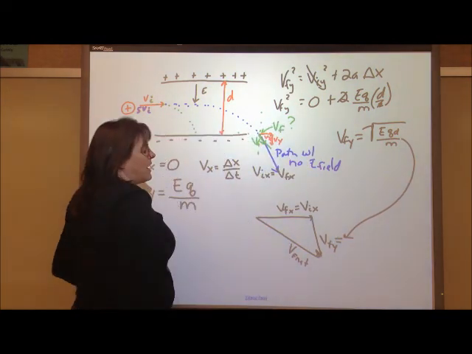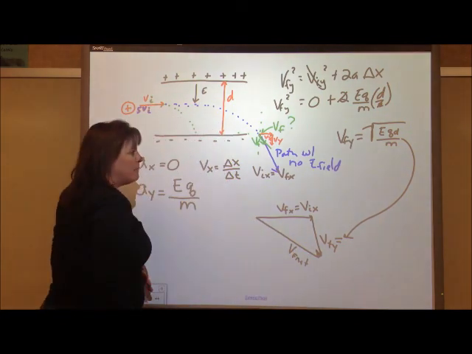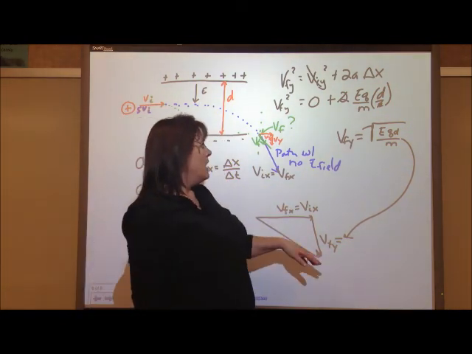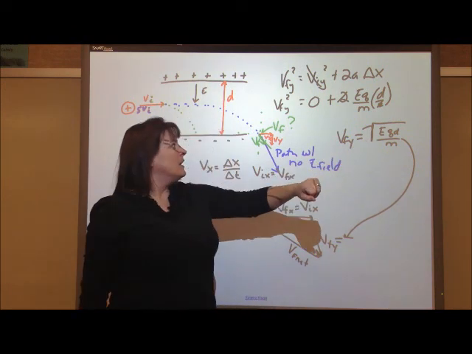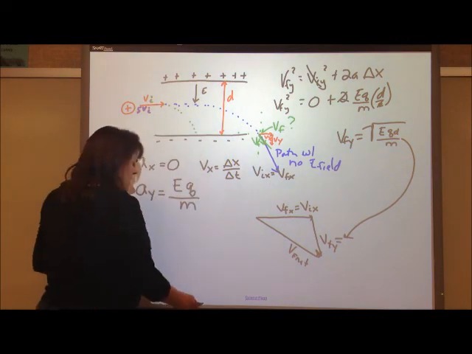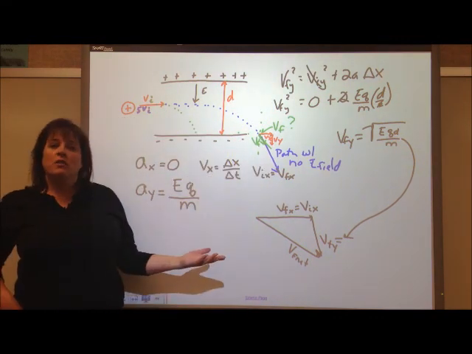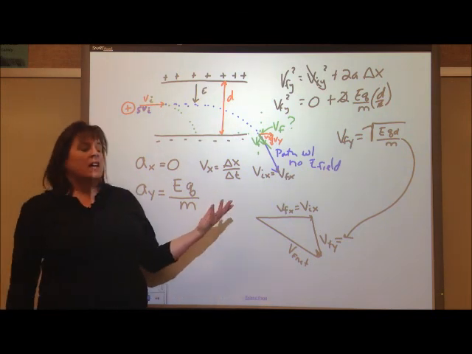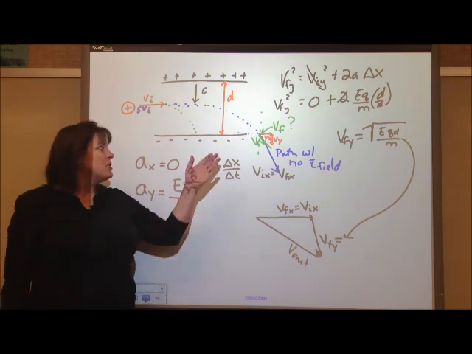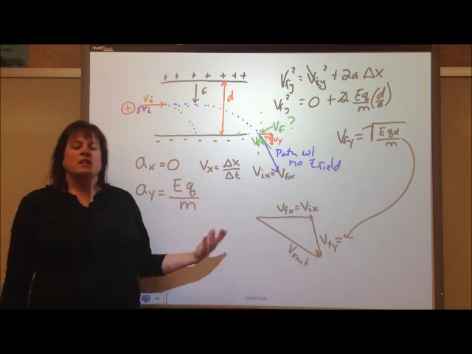And then, of course, my V net final would be the vector sum of those, or Pythagorean theorem. So V initial x squared plus Eqd over m, and the square root of that quantity. So it's just kinematics when we have uniform acceleration. If we don't have uniform acceleration, then we can't just use straight kinematics. We need to know something about the equation for the acceleration, and we can do some calculus.